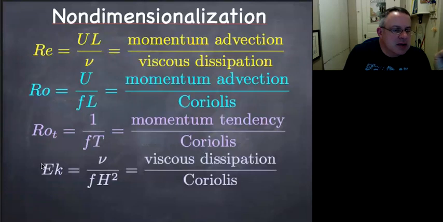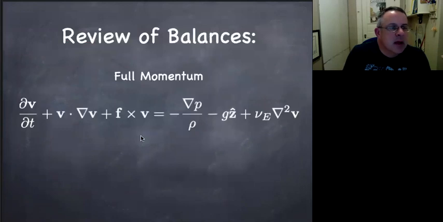Okay, and then the last one, we talked about it last time, the Ekman number. It's the viscosity over the Coriolis force, and we said the Ekman number is going to be order 1 in order to have an Ekman layer where the viscous term and the Coriolis term could balance. So, let's look at this again.